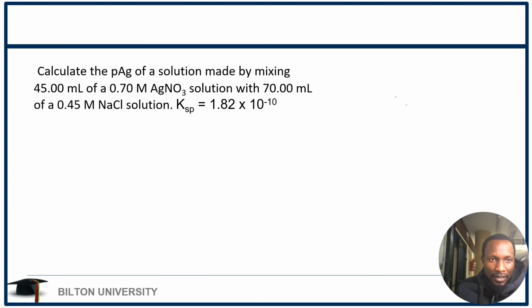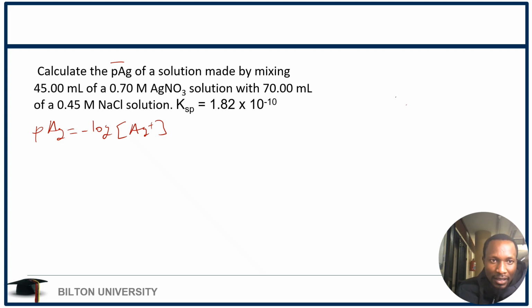So let's look at the second one. Calculate the pAg of a solution made by mixing 45 mL of 0.1 molar silver nitrate solution with 70 mL of 0.45 molar sodium chloride solution. So remember, pAg is equal to the minus log of the concentration of the silver ions. So any time you are asked to calculate the pAg, the thing you have to look for in the end is the concentration of silver ions.